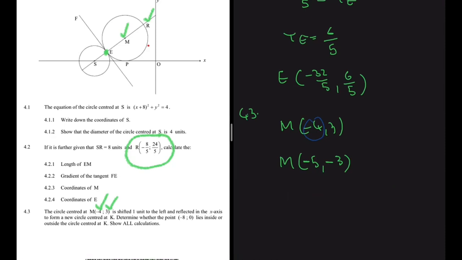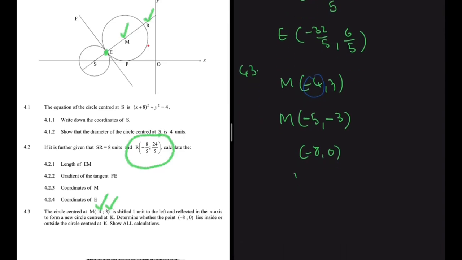The question is asking us, determine whether the point minus 8 and 0 lies inside or outside the circle centered at K. Show all calculations. So we've shifted the circle, right? We haven't changed the radius and everything. So the radius of our circle is still equal to 3, right?